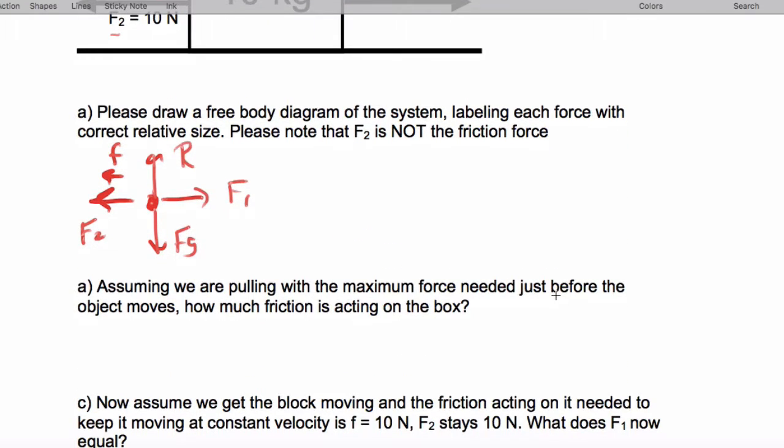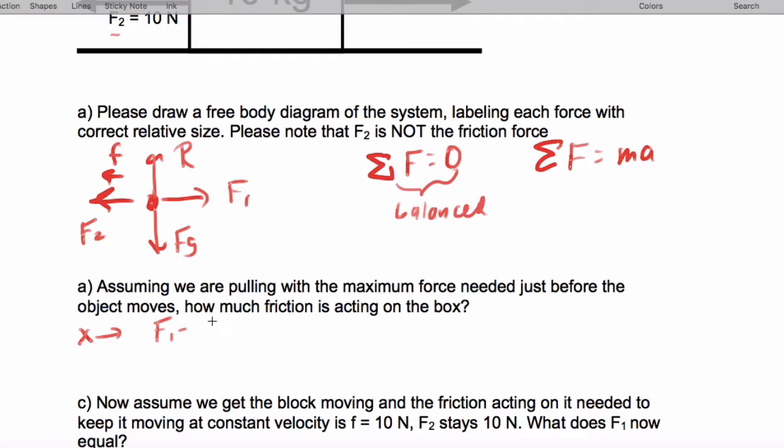Now, we're saying we're pulling with the maximum force needed just before the object moves, and we want to know how much friction is acting on the box. So let's be really careful here. When we set up our equation, just to be clear, we're talking about the x direction force. This is the thing that we said in class, is that when force is balanced, the forces add to 0. And when forces don't balance, that unbalanced force makes the mass accelerate. In this case, we have totally balanced forces. So in the x direction, we have F1 minus F2 minus F. F1 points to the right, and the other 2 forces point to the left, so that's why they're subtracted.